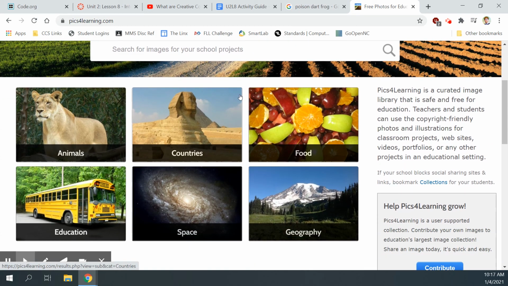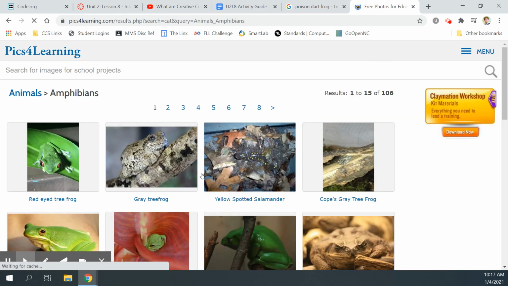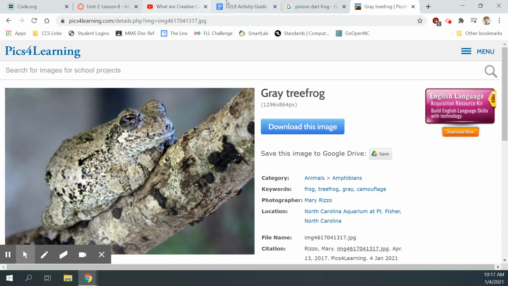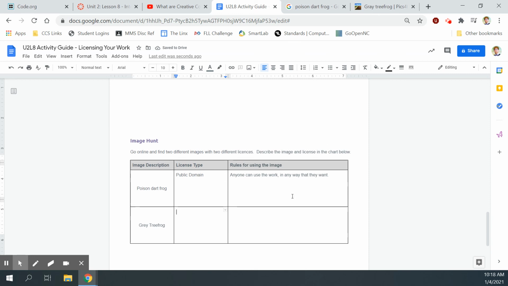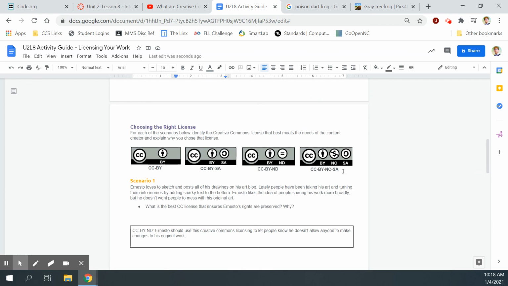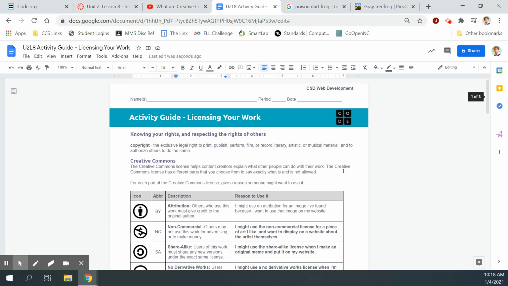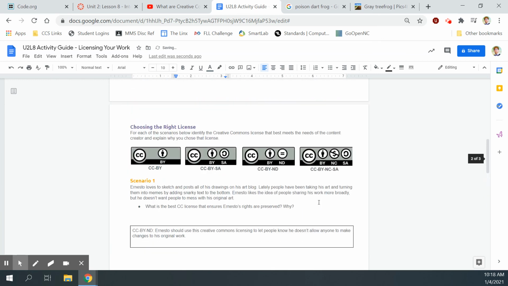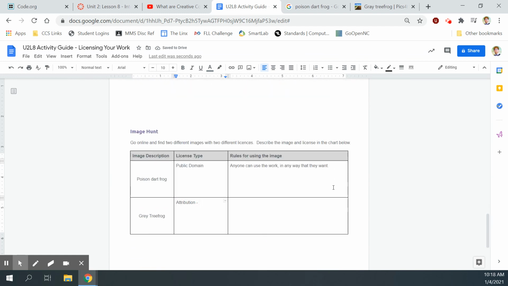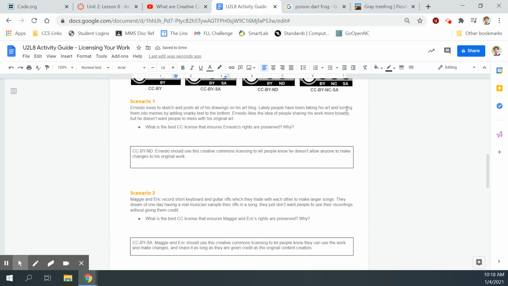And I'm going to go back to animals, back to amphibians, back to the gray tree frog. So let's put gray tree frog here. And then licensing type. Remember, we decided that it was BY-NC-SA. So it is attribution. Non-commercial. And what's the third part? Share alike.